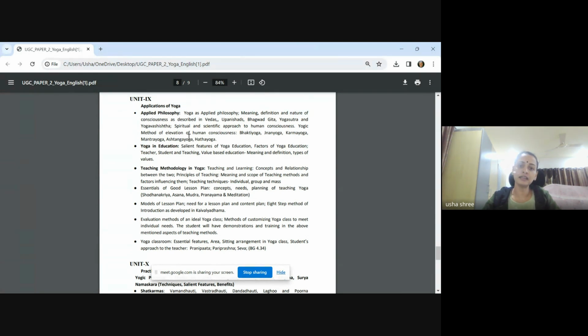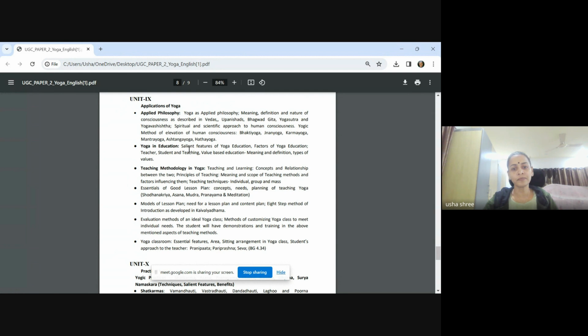Yogic method of elevation of human consciousness, which includes Bhakti Yoga, Jnana Yoga, Karma Yoga, Mantra Yoga, Ashtanga, and Hatha Yoga. So all these topics would have been covered in the other units. All that you have to do is get a good understanding. And when you see the questions around this particular unit, you will be able to answer those because these things would have been covered in the other units.